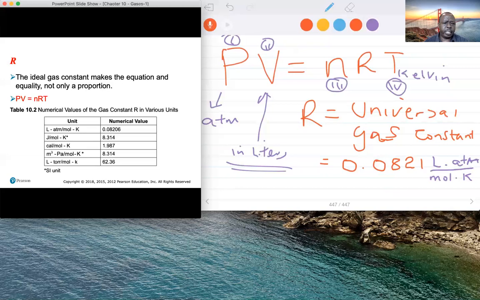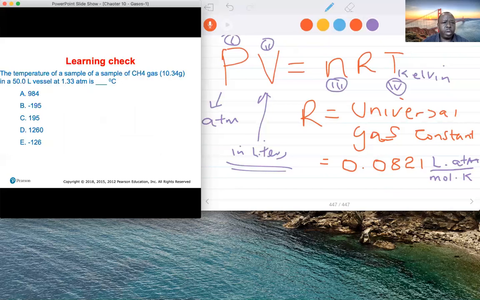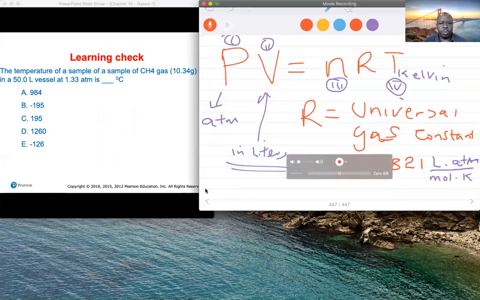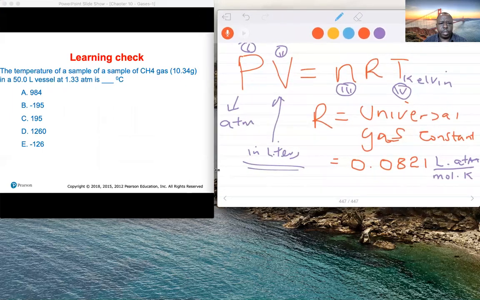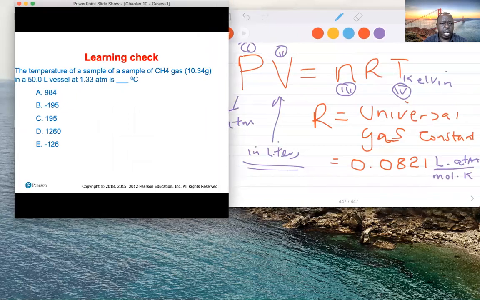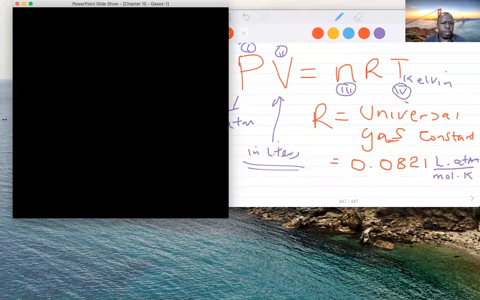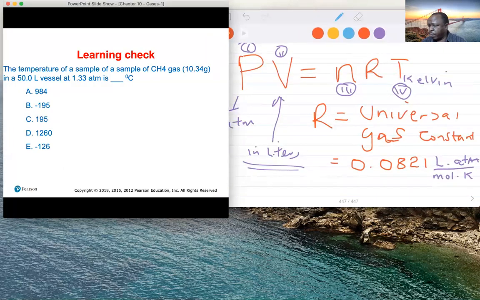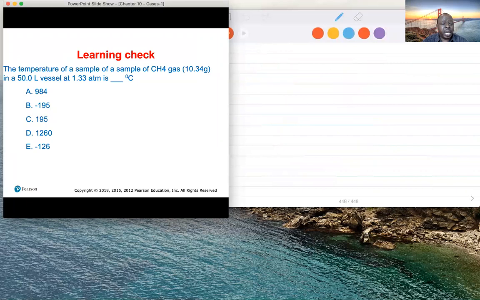How will you know that this is an ideal gas equation? You have to write down what you are given so that you know which equation you are going to use. For example, let's see this one, if it is the ideal gas equation or Charles' law. I know we have talked about different laws. How will we know that this is not Charles' law? How do we differentiate that? Let's write down the values and you'll see. If you try to use Charles' law, it's not gonna work. The temperature of a sample of a gas, this is methane, all right?